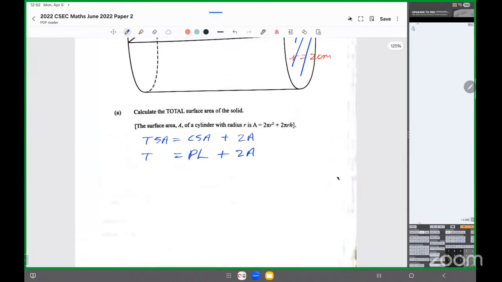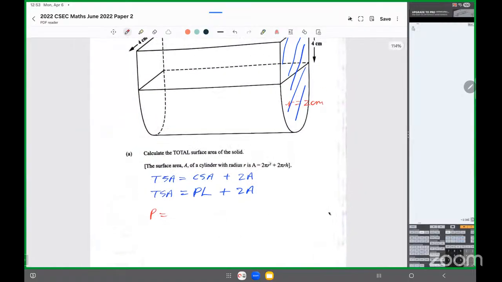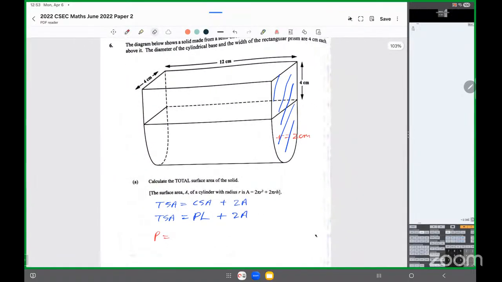That gives us the total surface area. Let's work them out in red. Now, the perimeter of the end first. The perimeter of the end becomes, let's draw it out, 4 here, plus 4 here, plus 4 here, plus this half of a circumference there. So that is 4 plus 4 plus 4.